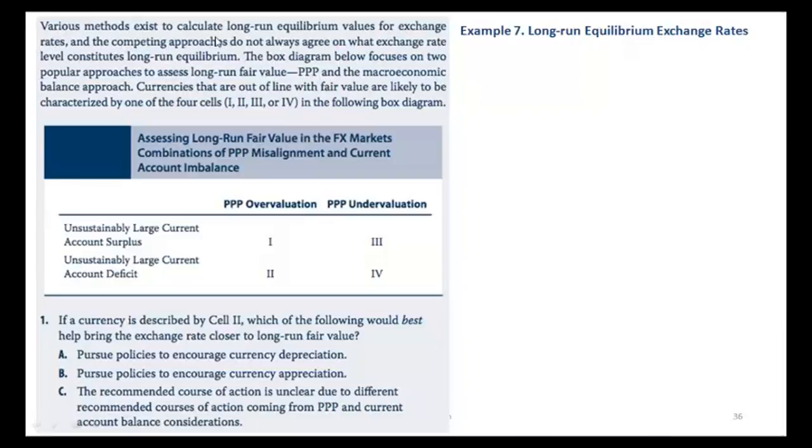Various methods exist to calculate long-run equilibrium values for exchange rates, and the competing approaches do not always agree on what exchange rate constitutes long-run equilibrium. The box diagram below focuses on two popular approaches to assess long-run fair value. One is purchasing power parity, and the other is the macroeconomic balance approach.